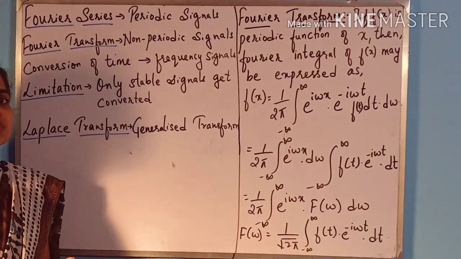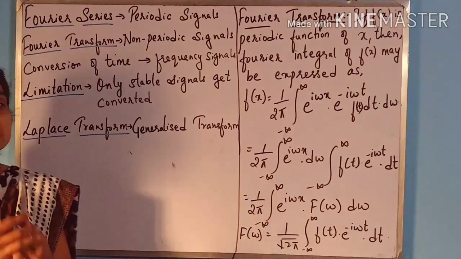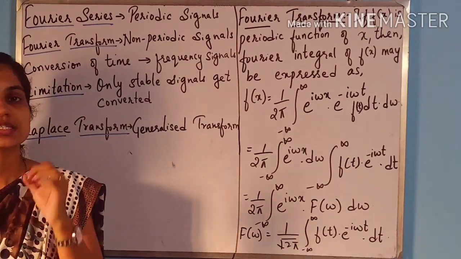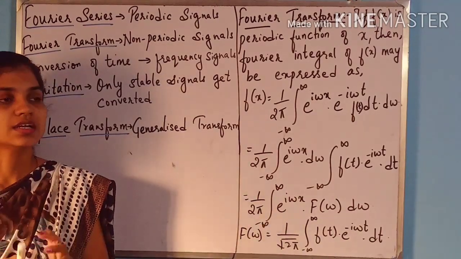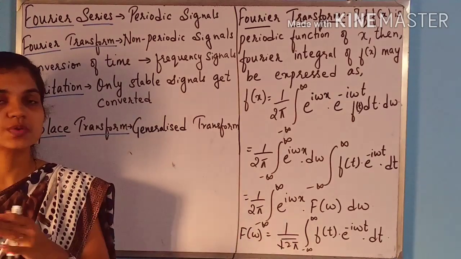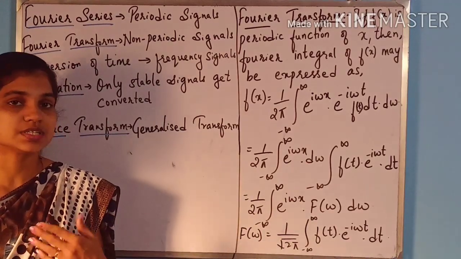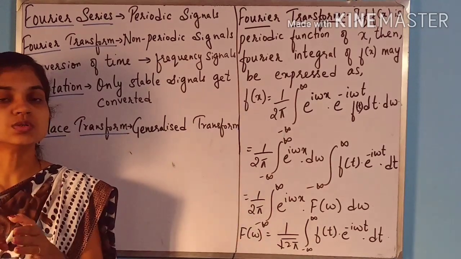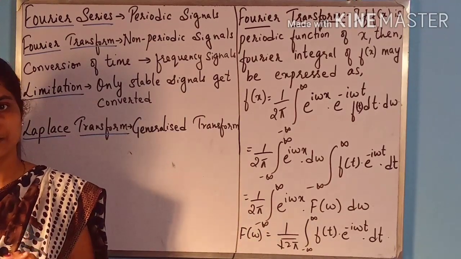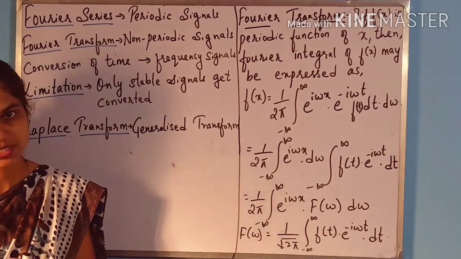Now, why do we have to convert the time signals to frequency signals? While studying the chapter on communication, we use an important word called bandwidth, and bandwidth is frequency oriented. That is, bandwidth is nothing but the higher frequency minus the lower frequency. So we convert the time signals to frequency signals so that we can calculate bandwidth in a much simpler manner. That is why we use the Fourier transform as well as the Laplace transform.